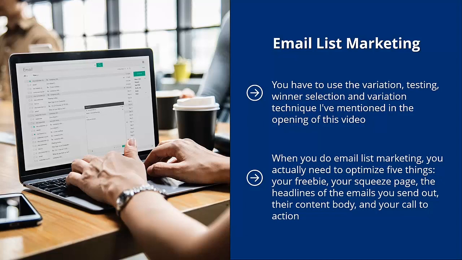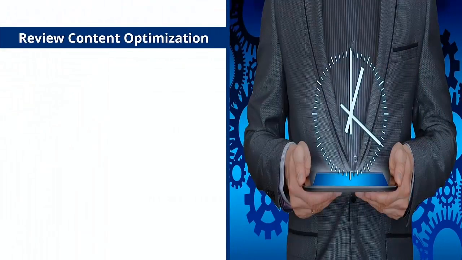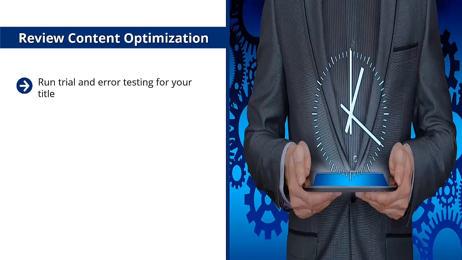You might also want to optimize the offers you promote in your emails. Review content optimization. Run trial and error testing for your title. Come up with many different variations. Pick the winner, come up with more variations, until you get a lot of people reading or dwelling on your content. Your metric for success here involves click-throughs as well as dwell time.